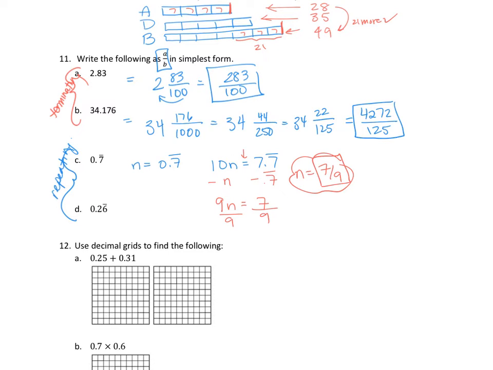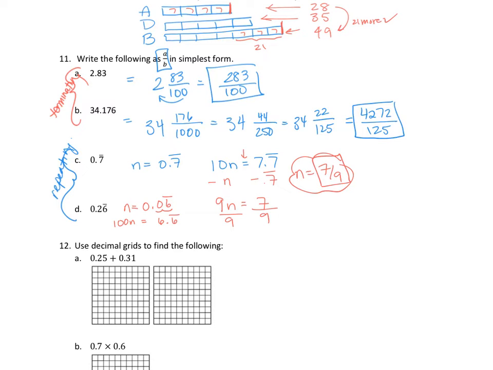We're going to do something similar for part D, but this time our n, we have an extra decimal here. That's in the hundredths place. So when we talk about moving it over, we're going to talk about 100n, and that's going to be equal to 6.6 bar.